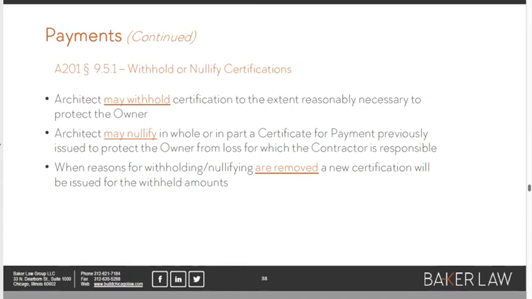to protect the owner. And it goes on to say that the architect can nullify in whole, which is big, or in part, a pay app from a month or two prior, if necessary to protect the owner from some financial loss for which the contractor is responsible. And then when the conditions that would cause an architect to do that are removed, then at some point, 90 days from now, whatever, the concrete was too wet, it didn't cure properly, the architect ordered a test, it's no good, it's got to be torn out.